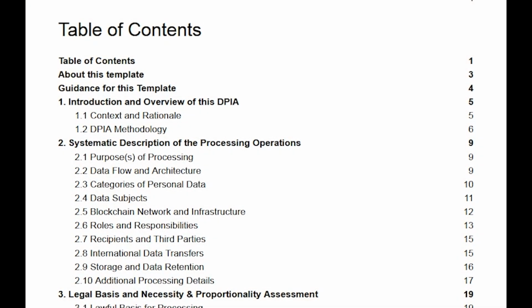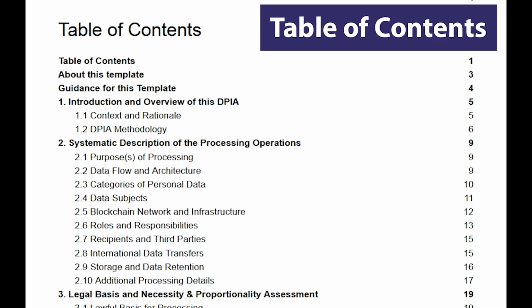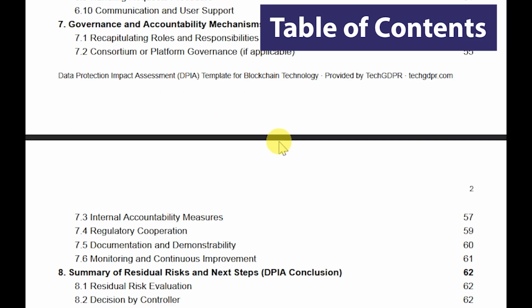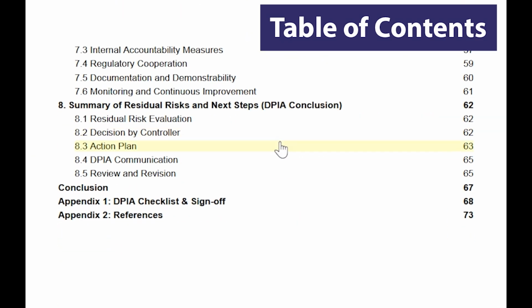If we take a closer look at the template itself, it begins with a table of contents. As shown, there are several large sections in this template. The first is an introduction and overview of the DPIA itself. From there are 6 core body sections and a final conclusion for a total of 8 sections and 2 additional appendices. Right from the start, the template emphasizes a systematic assessment rather than a checklist approach.